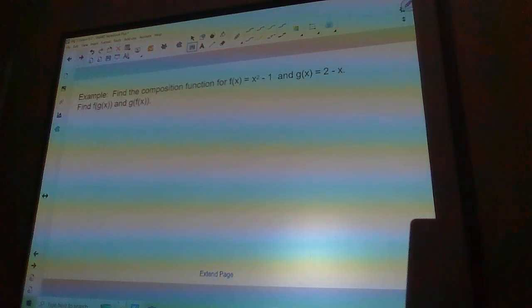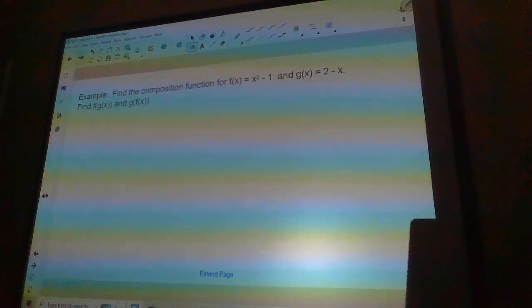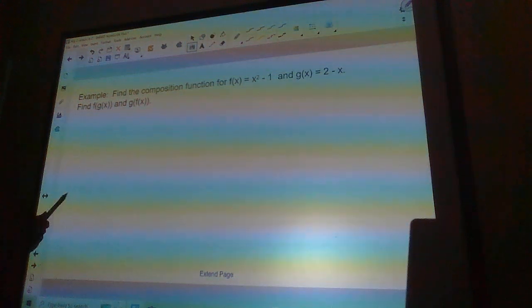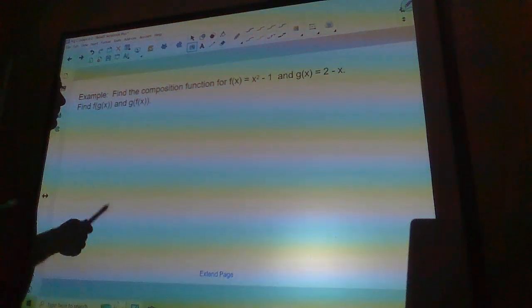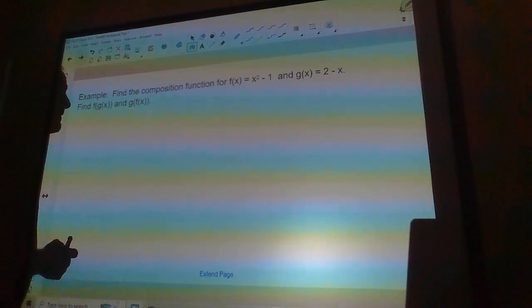Find the composition function for f of x is x squared minus 1 and g of x is 2 minus x. Again, find f of g of x and g of f of x. So once again, I'm going to let you pause the video here, do these two problems, and then come back and see how you did.